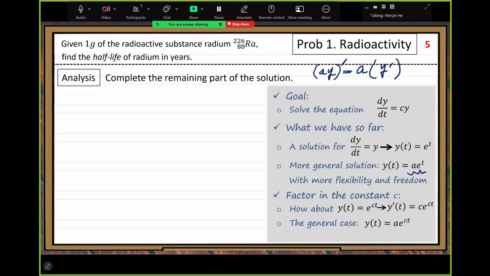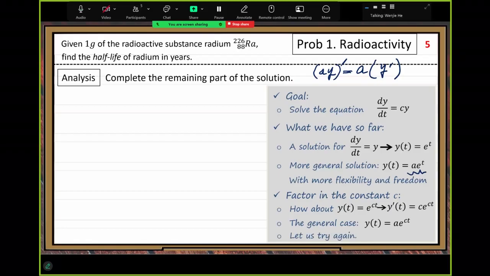That undetermined factor a, we can use it later on, because we want to fit this function to some initial condition. Our question has some initial condition and we need to fit it. So we use this a freedom. We can make it satisfy the certain initial condition. So that a factor is useful. We keep it.